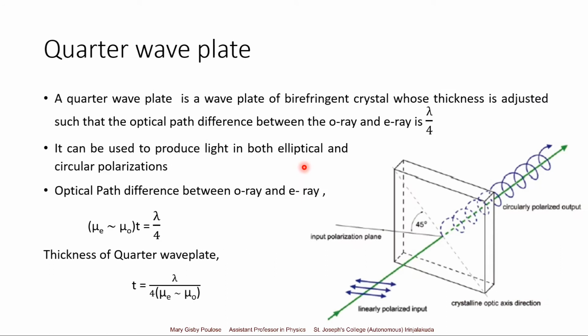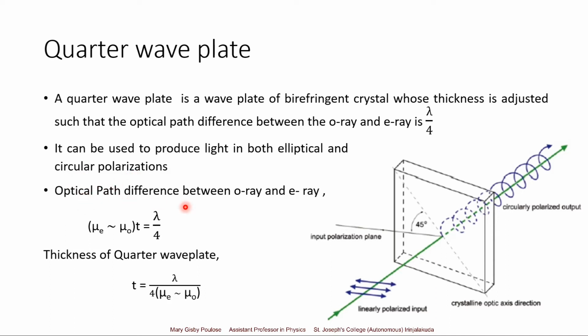Now, the quarter wave plate is such a wave plate or retarder. The quarter wave plate is a wave plate of birefringent crystal whose thickness is adjusted such that the optical path difference between the O ray and E ray is lambda by 4, and hence the optical phase difference between the O ray and E ray will be pi by 2. It can be used to produce both elliptically polarized light and circularly polarized light.